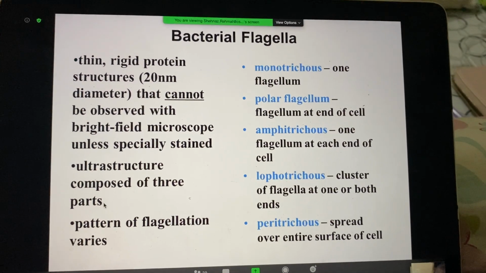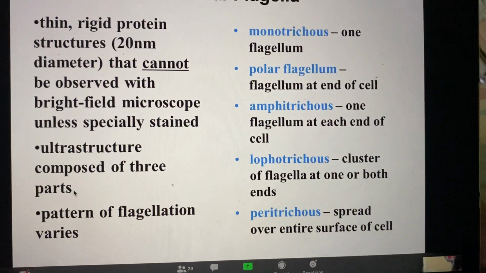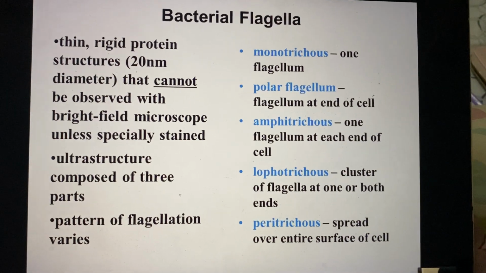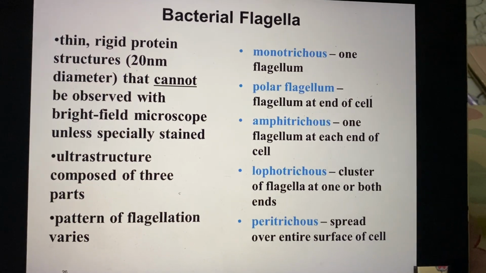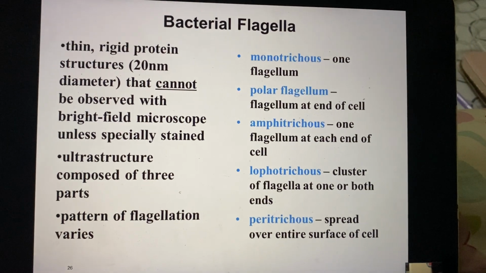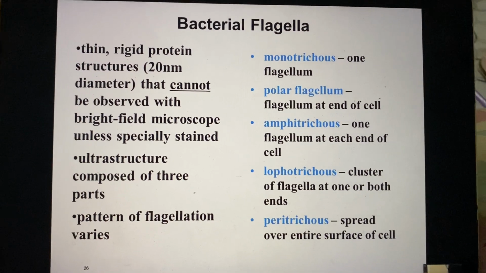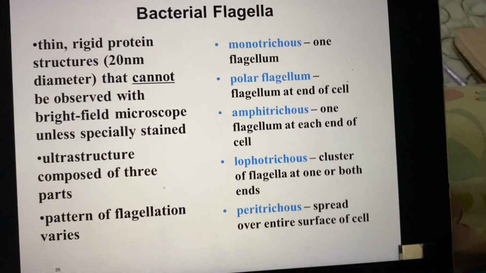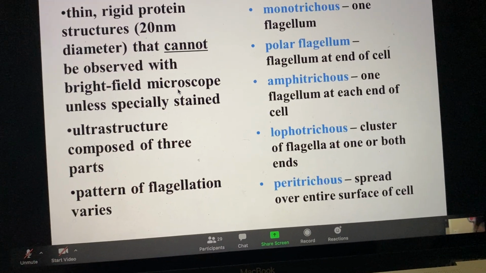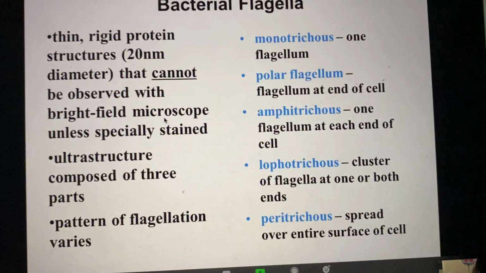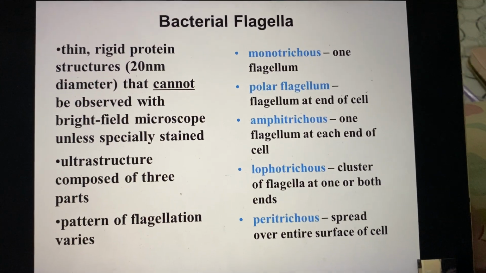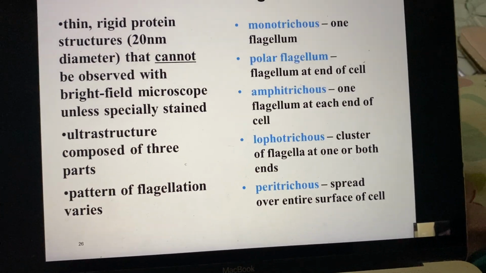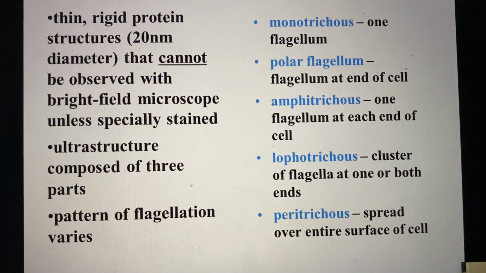So let's look at the structure of the flagella. Of course, it's a thin, rigid protein structure. We cannot see it under bright field microscopy because they are so small, about 20 nanometer diameter. You have to do special staining so that you can coat it to make it thicker, to make it visible if you're trying to see them under your light microscope. But of course, you can see it in your electron microscope pretty clearly. And when we look at it, we see three ultrastructures, the three parts that are found on the flagella. And we will look at the structure in the next slide.